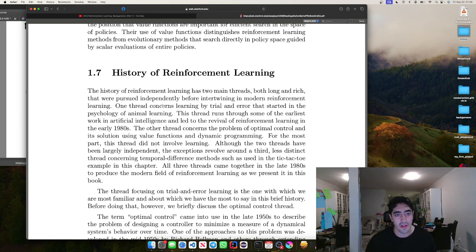The history of reinforcement learning has two main threads, both long and rich, that were pursued independently before intertwining in modern reinforcement learning. One thread concerns learning by trial and error that started in the psychology of animal learning. This thread runs through some of the earliest work in artificial intelligence and led to the revival of reinforcement learning in the early 1980s.